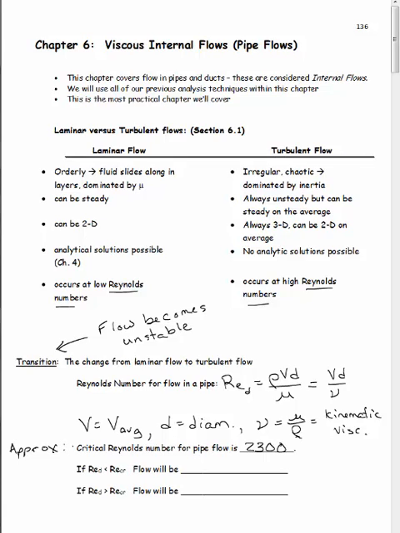So when we get to flow over a flat plate, for instance, in external flow, that will have a completely different critical Reynolds number. So try to remember that this is only for pipe flow. Okay, so below the critical Reynolds number, flow will be laminar. Remember, low Reynolds number is laminar, and high Reynolds number then is turbulent.